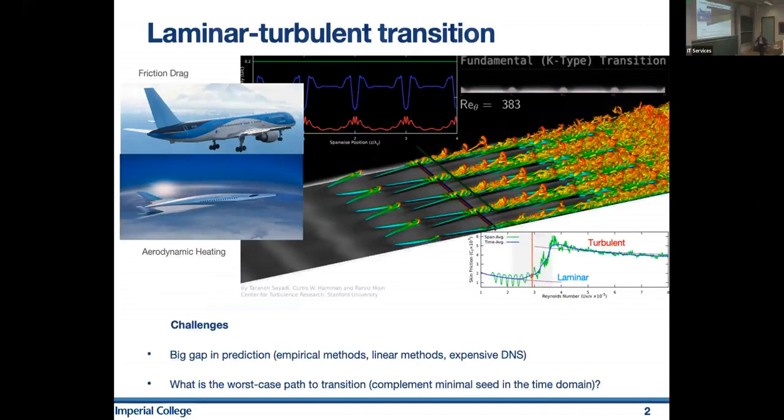And here you see a really expensive DNS calculation performed by Tara and Sayadi. And one of the objectives of this work is actually, instead of using the fully resolved DNS, to come up and develop a tool that interpolates optimally between linear methods and fully resolved DNS. We will use a method called harmonic balance to achieve that. And once we have this computationally efficient tool, we will be able to answer questions like what is the worst case path to transition from a frequency domain perspective, complementing the already existing methods about optimal disturbances in the time domain.